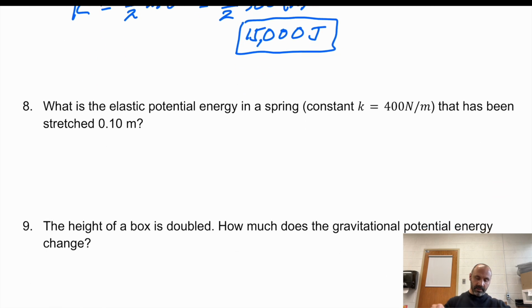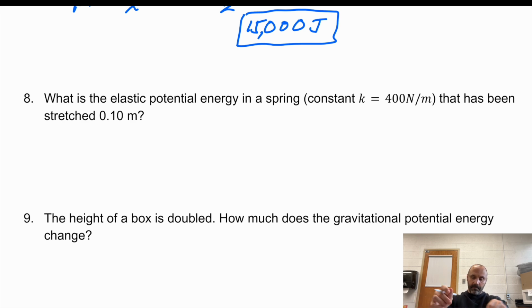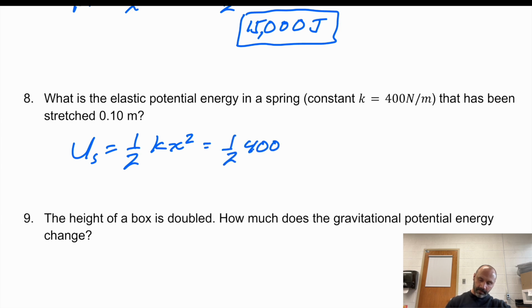Okay, and then 8. What is the elastic potential energy in a spring where the constant is 400 newtons per meter that has been stretched to 10 centimeters? And I already converted this to meters for you. You're welcome. And so the elastic potential energy, US, is 1/2 kx squared. This is 1/2 times 400 times 0.1 squared. So half of 400 is 200. Move this a place twice. So this is going to be 2 joules.